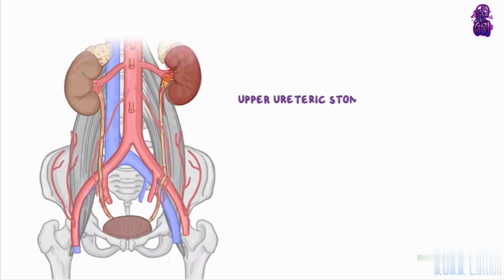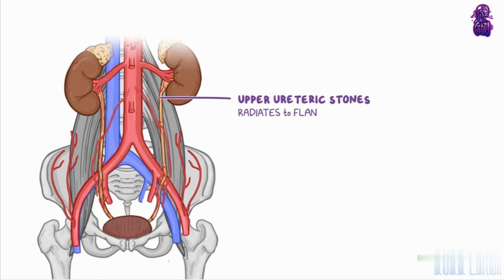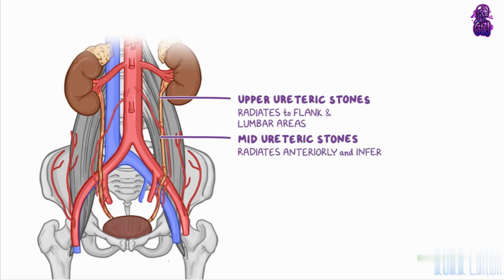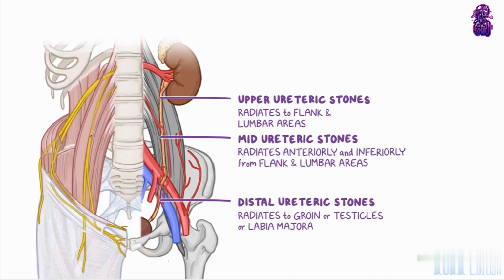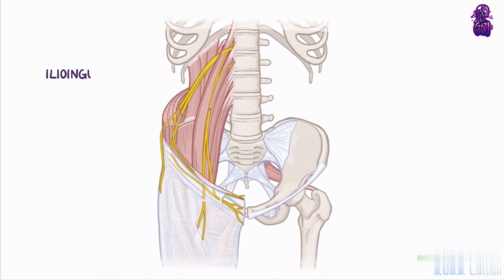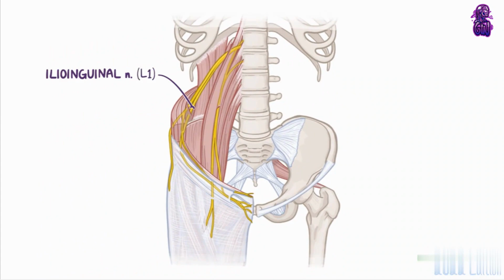Upper ureteric stones cause pain that radiates to the flank and lumbar areas. Mid-ureteric calculi cause pain that radiates anteriorly and inferiorly from the flank and lumbar areas. Distal ureteric stones cause pain that radiates to the groin and/or the testicles or labia majora. That's because the pain is referred through the ilioinguinal nerve, which originates at L1, and through the genitofemoral nerves, which originates at L1 and L2.